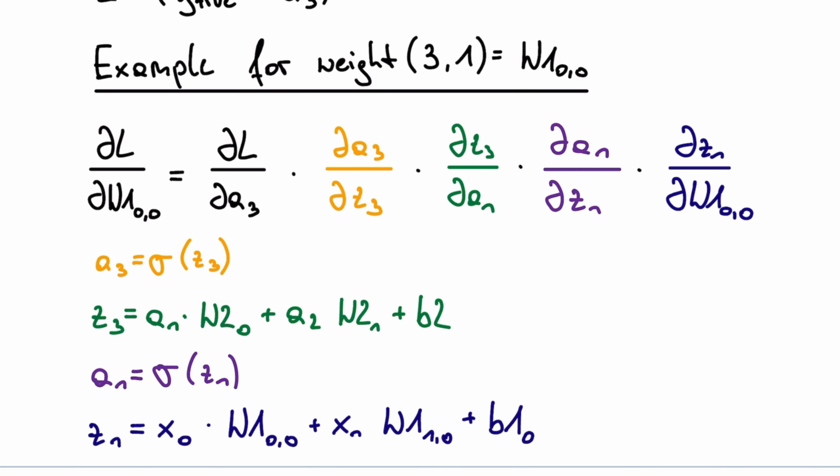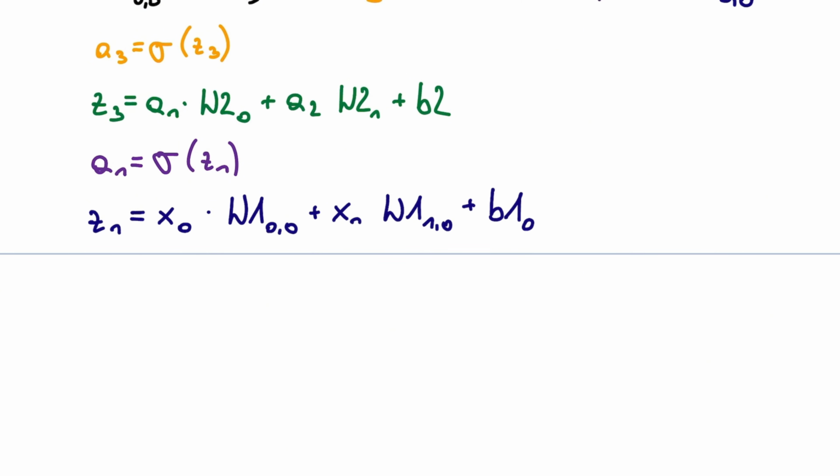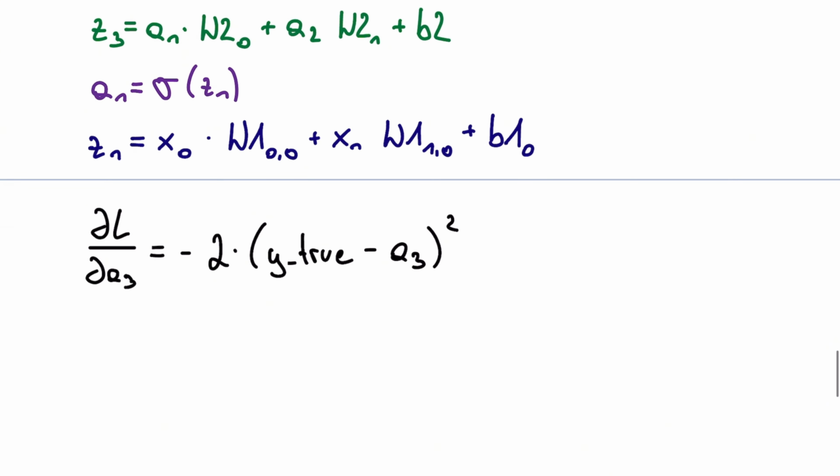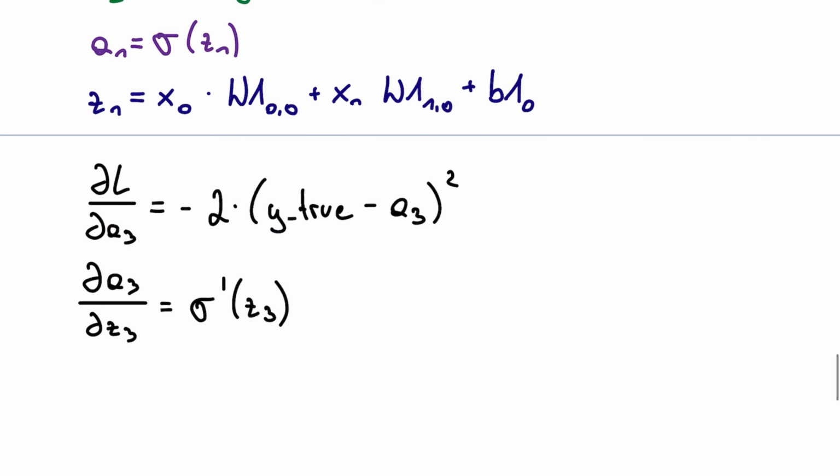So what do these individual derivatives look like? dl by dA3 is simply minus 2 times (y true minus A3). That's just the derivative of the squared error loss. Then dA3 by dC3 is the derivative of the sigmoid function, which we already defined earlier in the code. And here you can now clearly see why we defined that as a separate function.